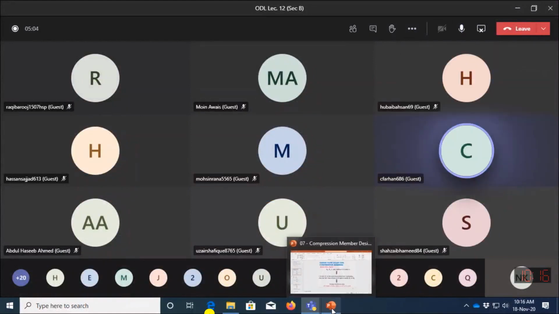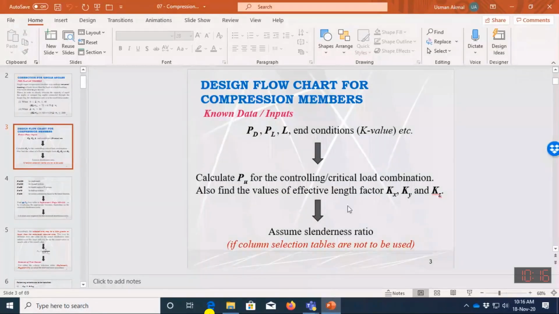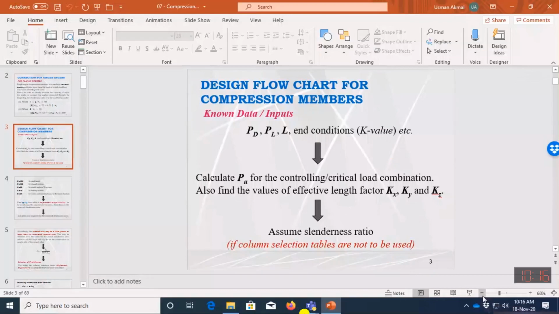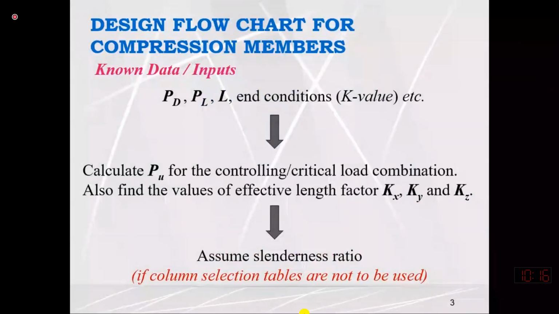Sir, this doesn't open. It won't open for you, you have to download it. That is the OneDrive link, I'm just sharing the links and by opening those links you can download. Okay, anyhow, today we are going to discuss the design flow chart for the compression member.